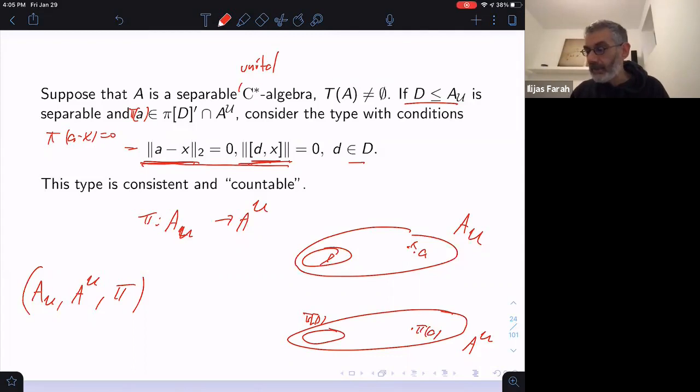Now, the type is countable because D is separable. You just need to fix a countable dense subset of D. A more interesting claim is that the type is consistent, and what I mean by consistent is approximately satisfiable. So let's see why that's so.